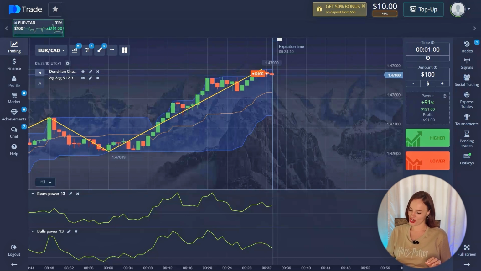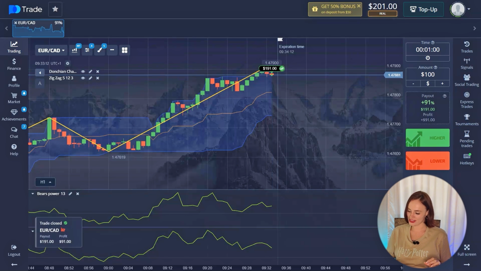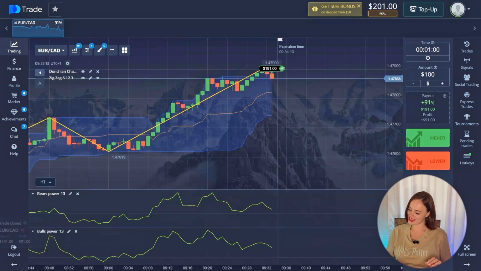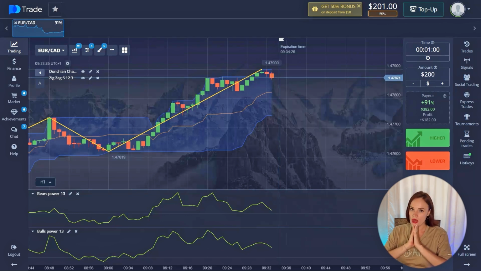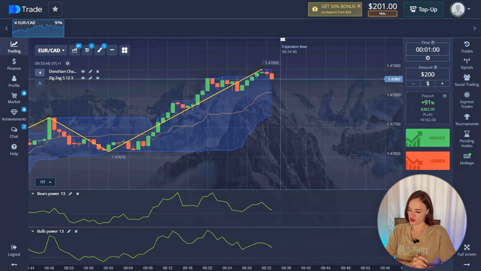And the time of the transaction is over. The forecast was fulfilled, and I received $91 profit. So the balance increased from $110 to $2,001. This is just the beginning, and I raised the transaction amount to $200.